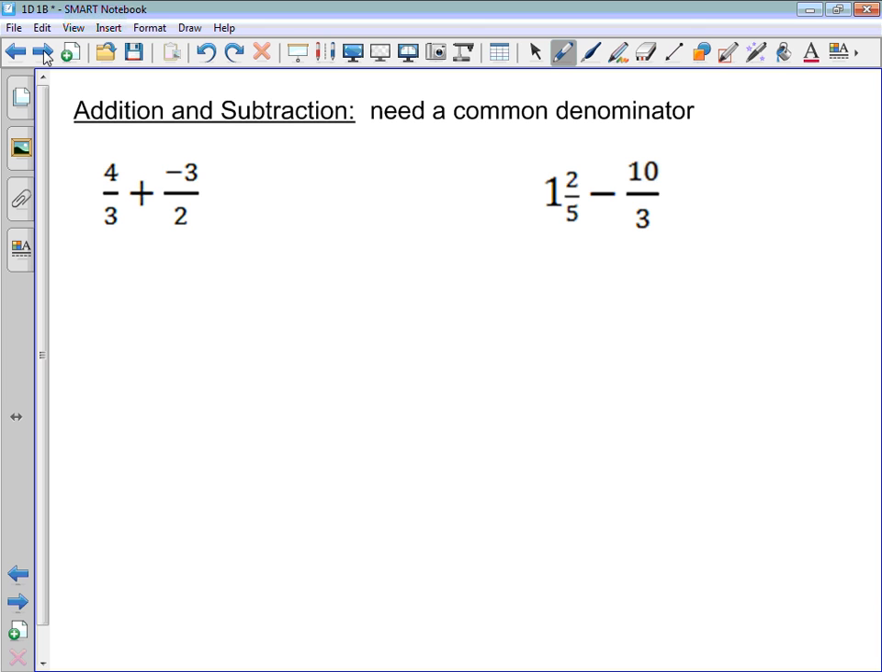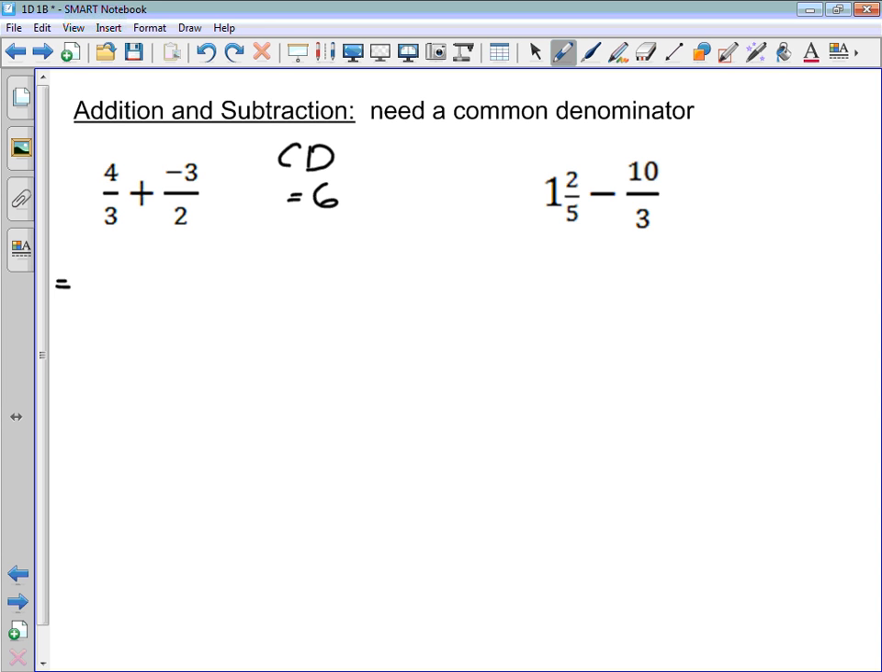Paula, go ahead. Yeah, 6. How did you know to use 6? Yeah, when in doubt, you can always just multiply your two denominators together. So we're going to use 6 as our common denominator. And I'll just write CD, common denominator is 6.